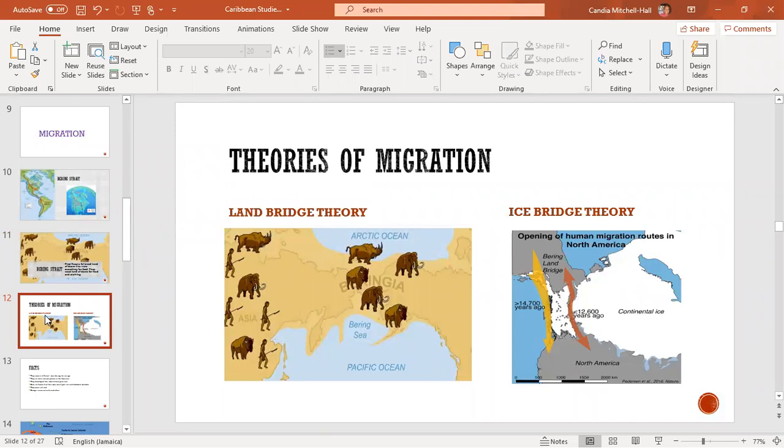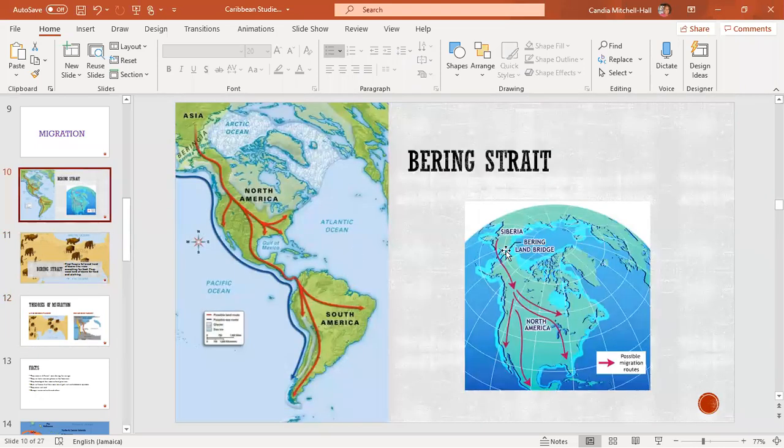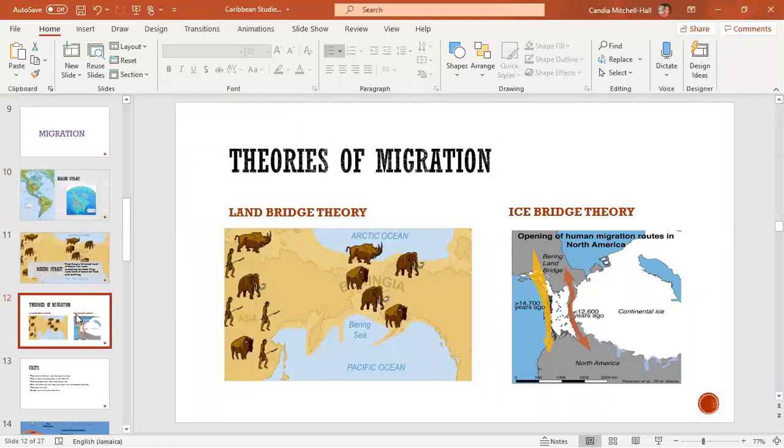There are two theories about this area that the first people would have crossed, which is called the Bering Strait. Today, this area is a sea. The Bering Strait is a sea today, yes. And so there are two theories out there about the Bering Strait. One is called the land bridge theory, and the next one is the ice bridge theory. Some groups argue, which is the land bridge theory, that this area was a piece of land before.